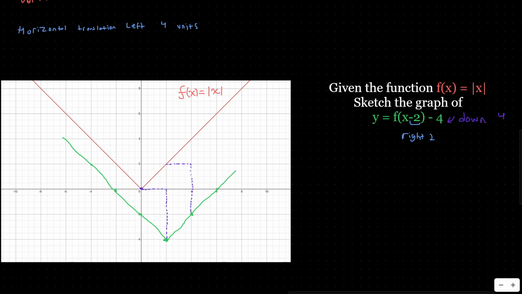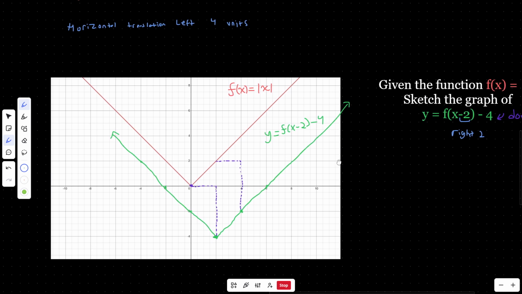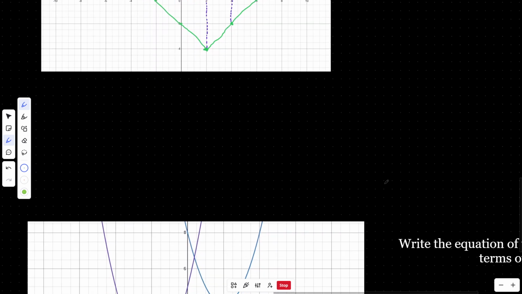And there we go. We've sketched the graph of y is equal to f of x minus 2 minus 4. All we did was we applied some transformations to our base function, f of x equals the absolute value of x, and we moved it right 2 units and down 4 units. So I should probably include arrows here. And to finish my answer, I'm going to say y is equal to f of x minus 2 minus 4. There we go. Let's move on.